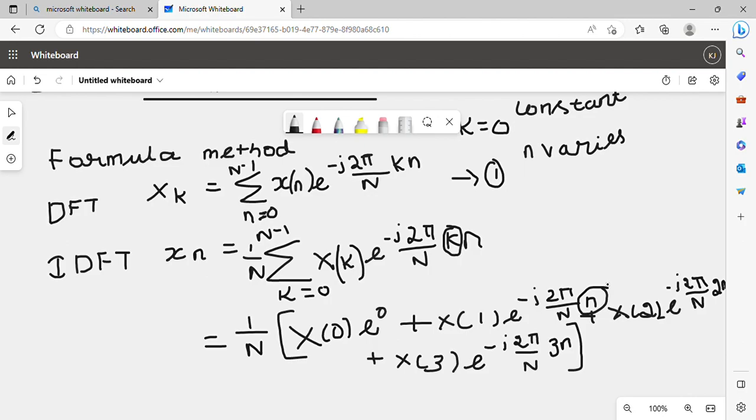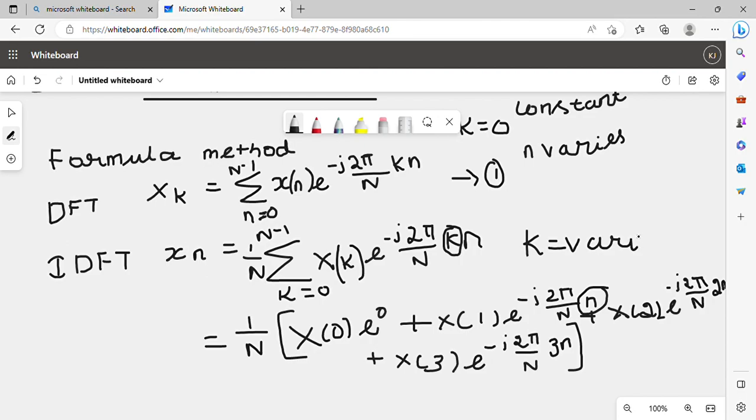And once again you are going to use the same formula, right? Substitute n is equal to 1 and you get the resultant. Then once again substitute n is equal to 2, I'm so sorry, n is equal to 2, and get the resultant. Then substitute n is equal to 3 and get the resultant. This is the process, right? Here k varies and n is constant, right?